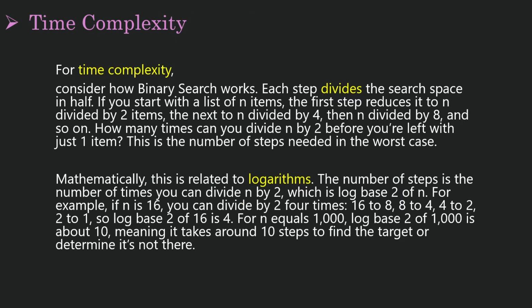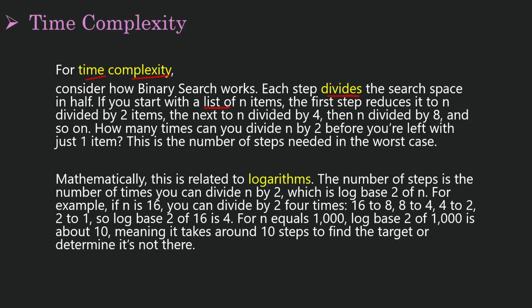Time and space complexity of binary search. Let's talk about why binary search is so efficient by examining its time and space complexity, which tell us how fast it runs and how much memory it uses. For time complexity, consider how binary search works. Each step divides the search space in half.